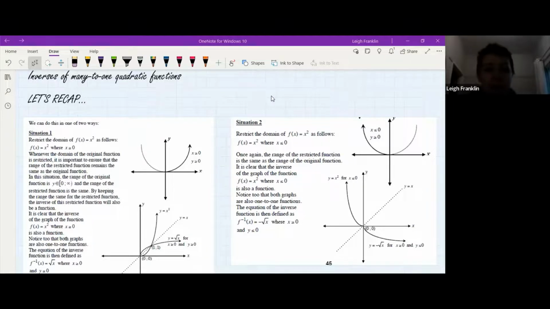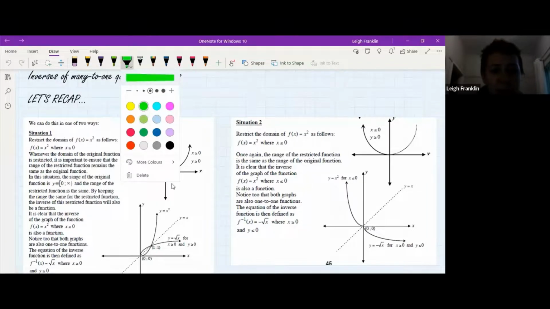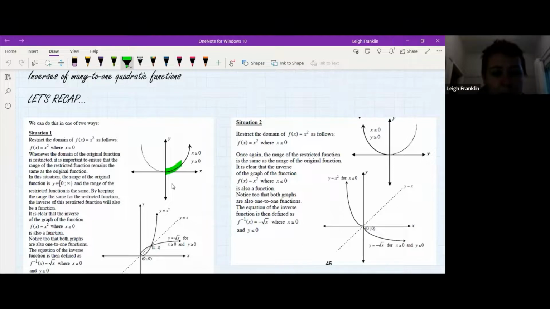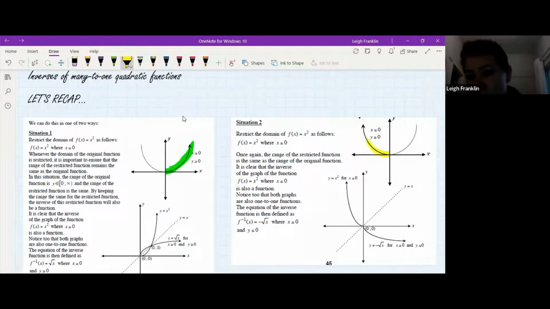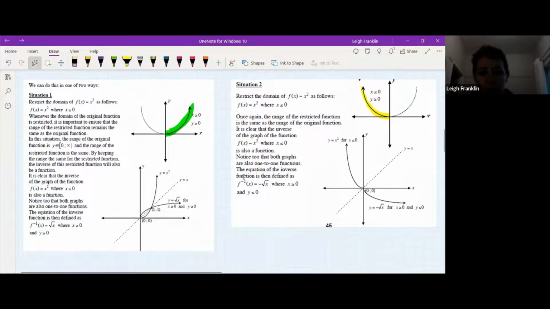I'm just going to highlight this again for you. I think you remember this from last time. Either we restrict the domain to those values of x where x is positive, or we restrict the domain to those values of x where x is negative. What that means is that when we reflect our function over the line y equals x, the inverse is also going to be a function.